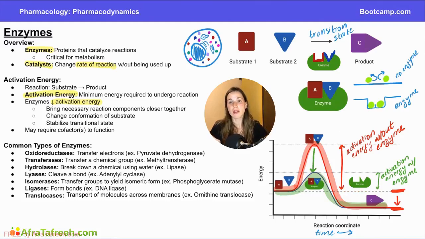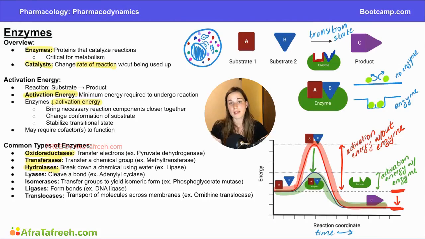Enzymes can be classified by the kind of reaction they help carry out. Oxidoreductases transfer electrons from one molecule to another. An example of this is pyruvate dehydrogenase, which helps convert pyruvate to acetyl-CoA immediately prior to the citric acid cycle. Transferases are responsible for transferring a chemical group to a molecule. For example, methyltransferase transfers a methyl group to a histone, which causes DNA to be wrapped more tightly and be less accessible for transcription. Hydrolases cleave an intramolecular bond by using water.